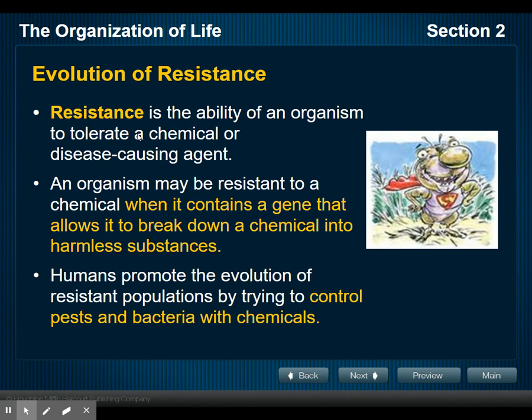So we raise dairy goats. And up until this year, we haven't had a problem with worms, but a lot of people do. We've been using a natural wormer called Sericea lespedeza, which is a plant.